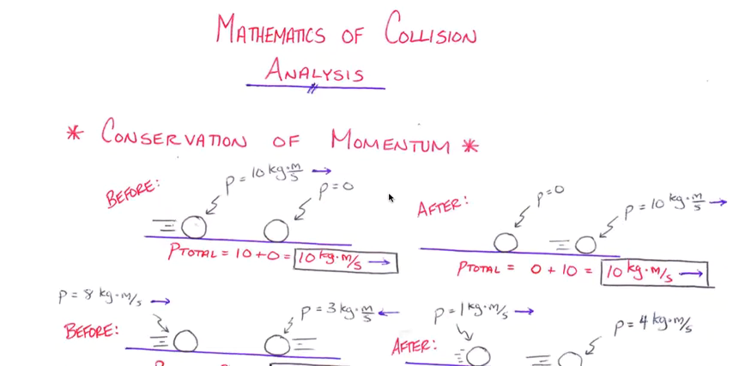Just to get into the basics of the math behind these two types, the important takeaway is that momentum, just like energy, just like matter, is conserved. So in any collision, momentum will always be conserved. Whatever you start with will have to be whatever you end with.